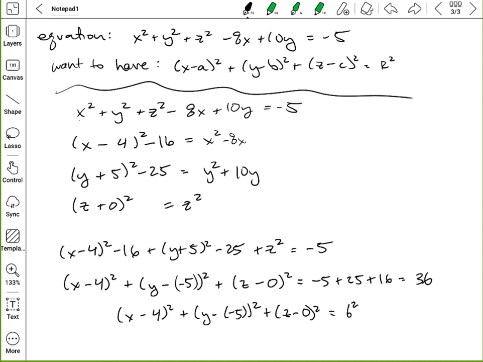So that maybe went a little bit slow, but at this point we have a sphere equation that matches the format we need to be able to read off the radius. So r is 6, and to read off the coordinates of the center, a is 4, b is -5, and c is 0. So our center is going to be at (4, -5, 0).